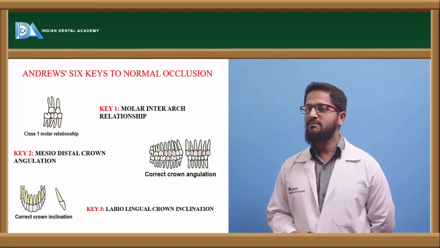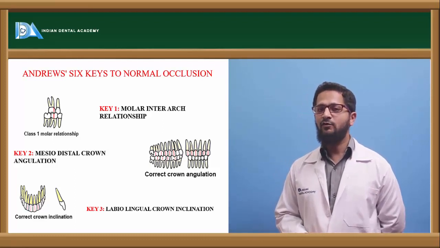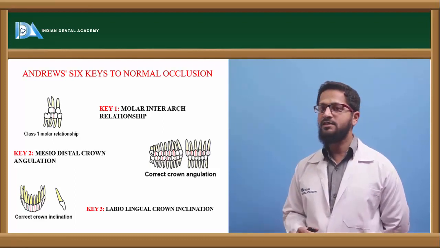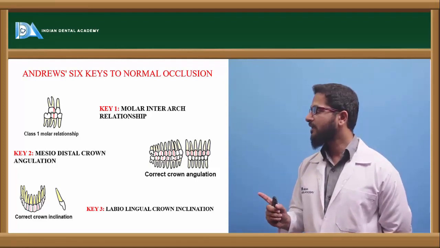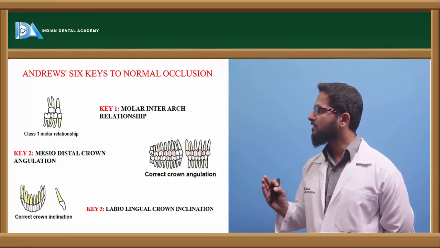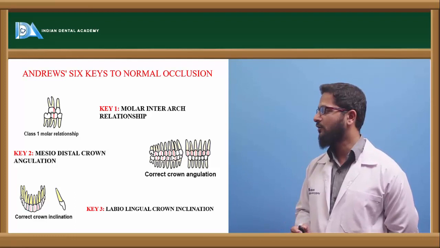The second key is mesiodistal crown angulation. According to this key, the gingival part of the long axis of the crown must be distal to the occlusal part of the line. Here we can see in the second diagram that the gingival part of the line of the roots is more distal when compared to the occlusal part of the line.